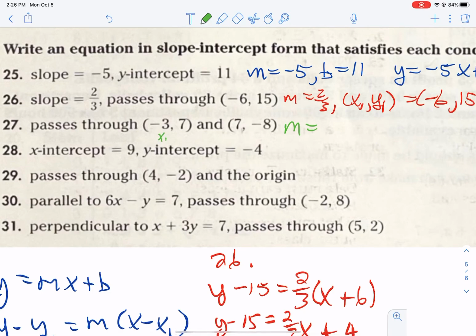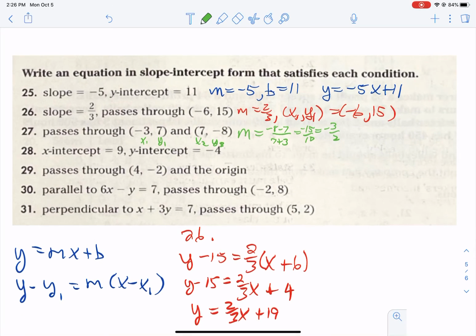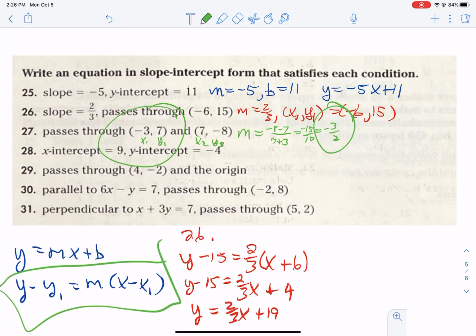So if we label x1, y1 and x2, y2, let's do our slope. So our slope is going to be negative 8 minus 7 over 7 plus 3. So that's going to be negative 15 over 10, which reduces to be negative 3 over 2, okay? So now let's take the point that I've labeled x1, y1. It really doesn't matter which, but let's take this point and this slope and use that formula.